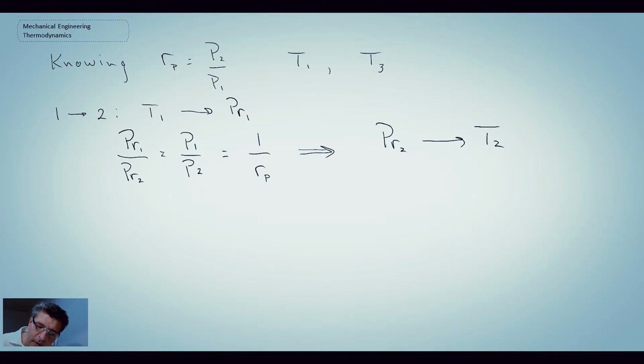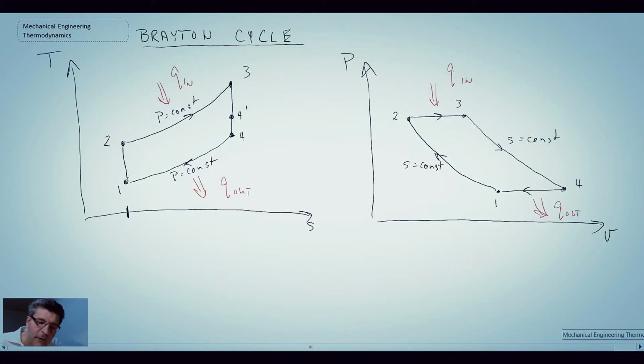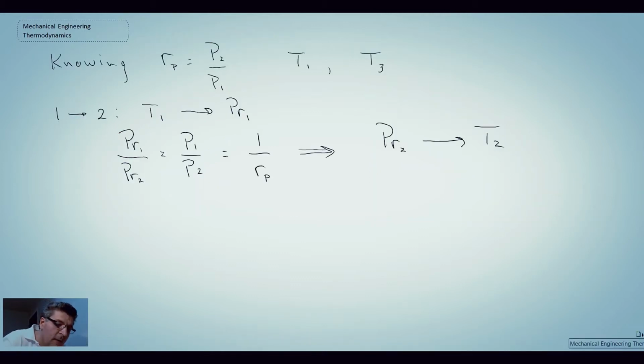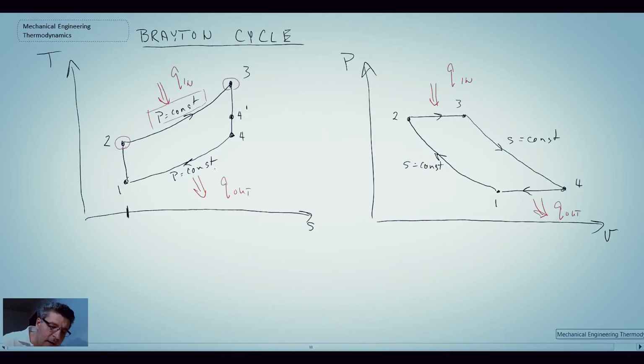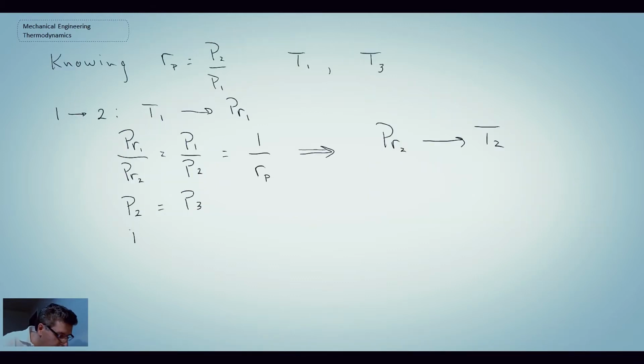And then looking at our process again, the other thing to notice is that when we're going through the combustion process or the heat addition, we are saying that this is a constant pressure process. And so we can write P2 is equal to P3. And in a like manner, we can say that the heat rejection process is also at constant pressure, and therefore P4 equals P1.